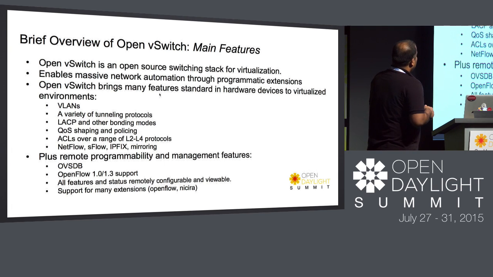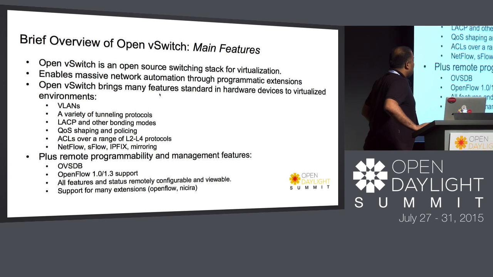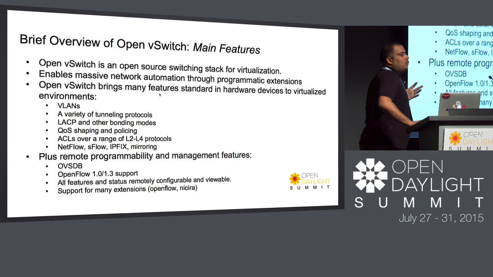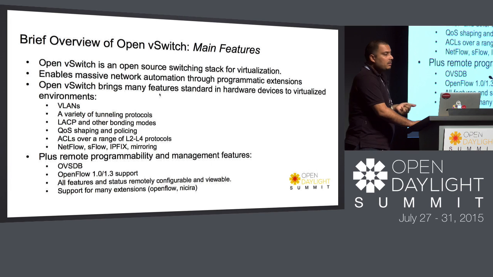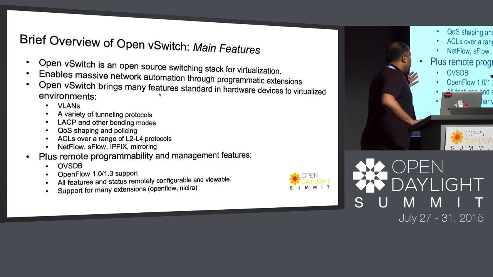Open vSwitch provides many features that help you build virtualized networking solutions. It supports VLAN, tunneling protocols, LACP, quality of service, ACL, NetFlow, sFlow, and all those things. It provides programmability and management interfaces, like OVSDB, which we use in our project, and the OpenFlow protocol, which we also use in the OVSDB project. The good thing is it's remotely configurable, which we extensively use, and it has support for extensions like the Nicira extension, which we extensively use in the OVSDB project.